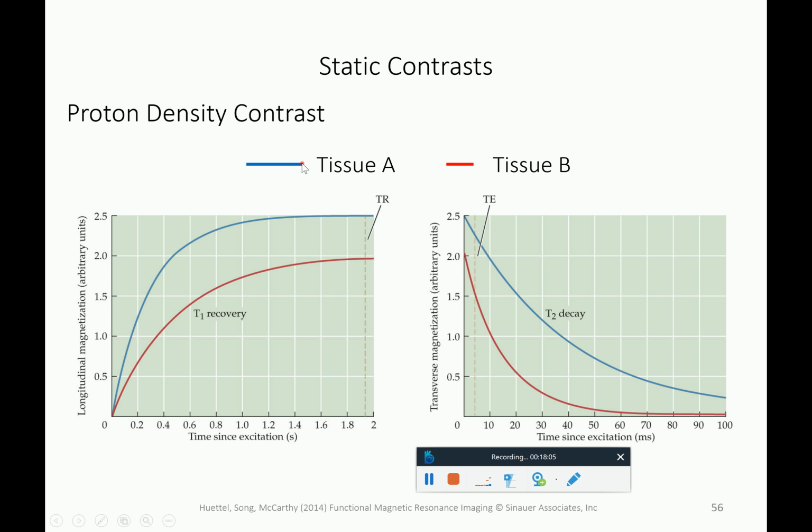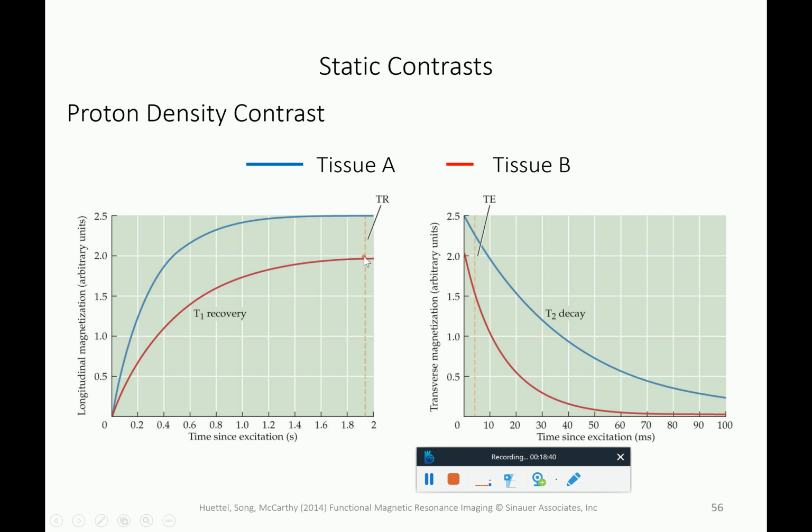Here we have now a blue curve, tissue A, and a smaller red curve, tissue B. And this shows the T1 recovery for tissue A and tissue B. The crucial point is not so much the T1 recovery, but that at equilibrium, so when the whole thing has recovered, tissue A has a higher longitudinal magnetization, so M0A, than M0B. So there are more protons in tissue A than there are protons in tissue B.